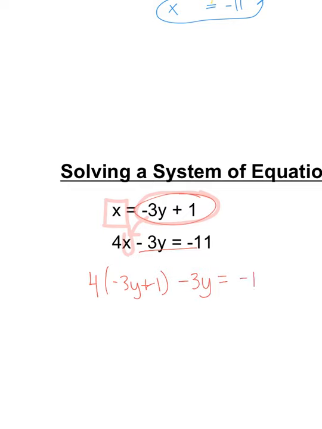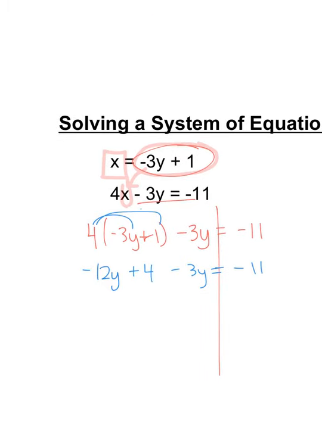Minus 3y equals -11. Once I've taken what x equaled and substituted it into that second equation, now we solve, in this case we're solving for y. So we're still going to start by multiplying by 4. 4 times negative 3y is negative 12y. And 4 times plus 1 is plus 4. And then rewrite.